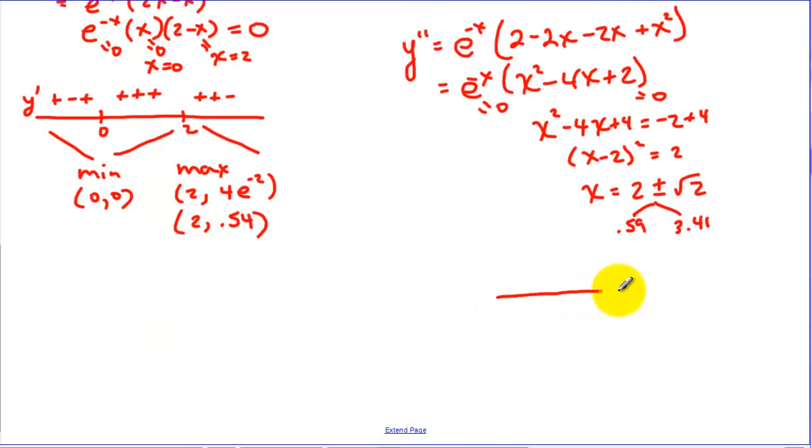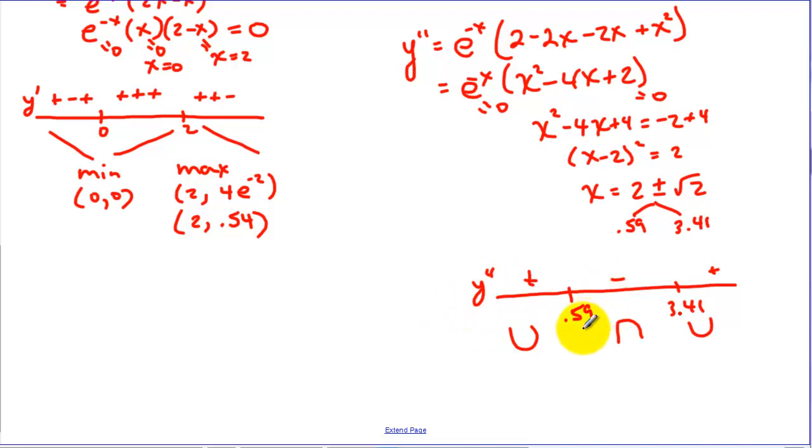If we put that on a number line and look at the second derivative, if I plug 0 into here, I've got positive. If I plug 1 into this, I end up with a negative number. And if I plug a big number in here for x, I get positive. So we're concave up, down, and up. So we have 2 inflection points here.